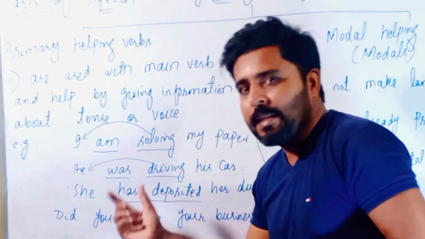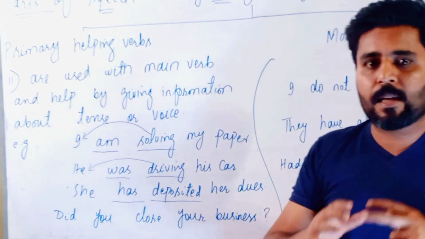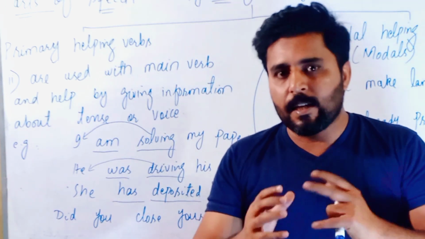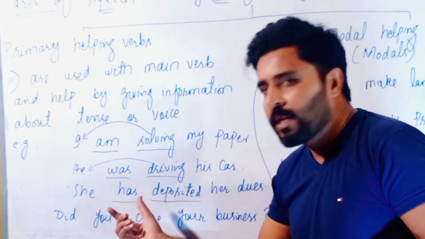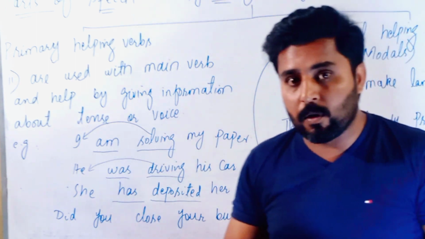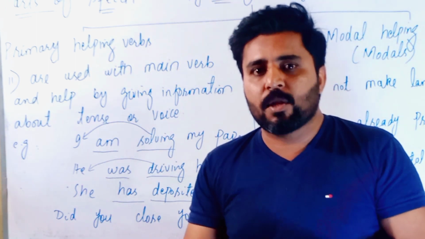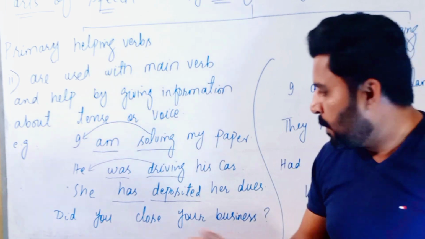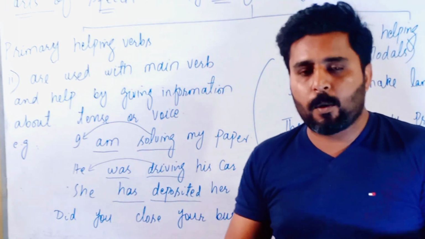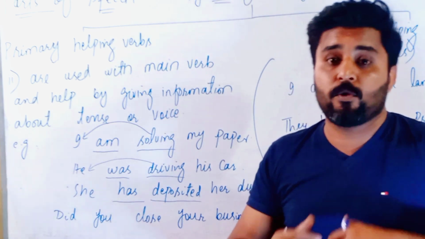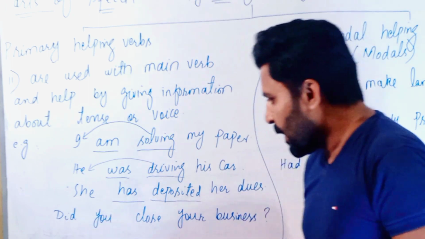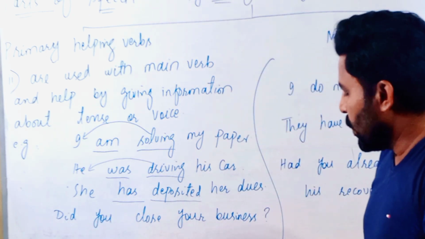So has as a helping verb is telling us that the sentence is written in which tense? Present perfect tense. In present perfect tense we use has or have along with past participle or third form of verb and it shows us that the action is completed in present time. So she has deposited her dues. It means that कि उसने अपने जो वाजिबात हैं या फीस वगैरह है जो वो जमा करवा दी है या जमा करवा चुकी है.